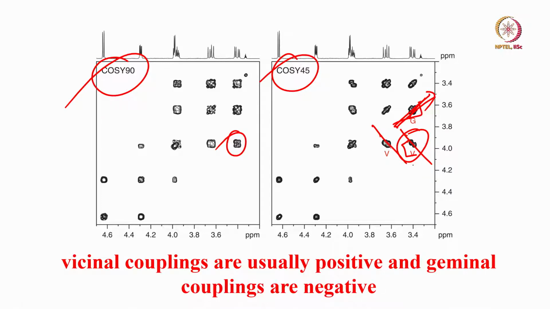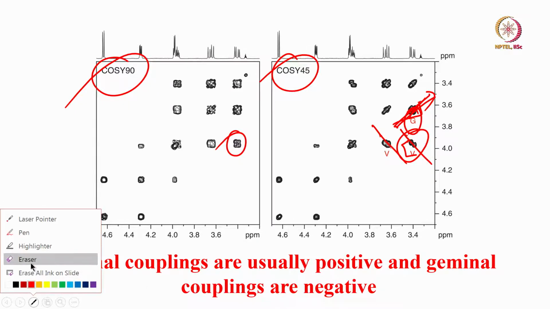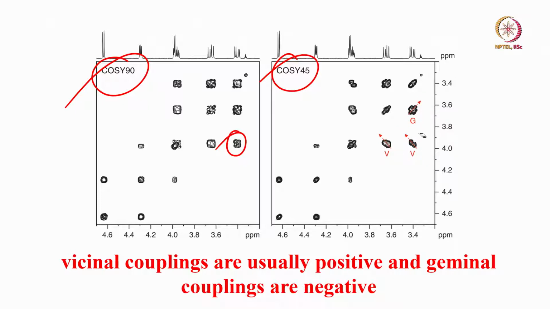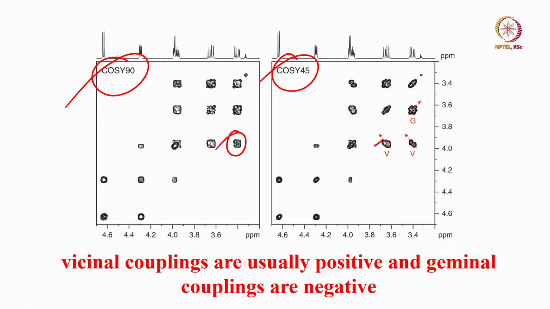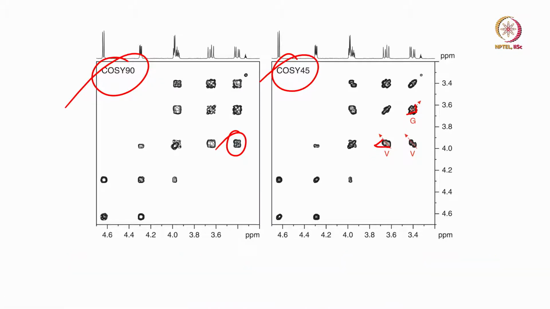For example, in this case vicinal couplings are usually positive and geminal couplings are negative. So you can see this is geminal, this is vicinal. From this you can easily find out the sign. We have the idea that geminal couplings are always negative and vicinal couplings are always positive. So if you consider this tilting as positive, then this is negative. Like that we can get the relative signs of the couplings.